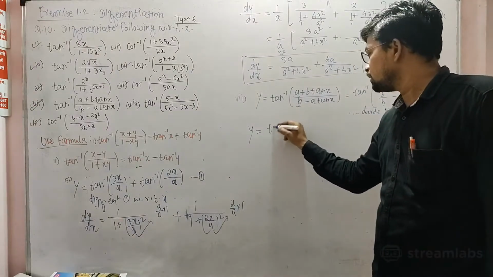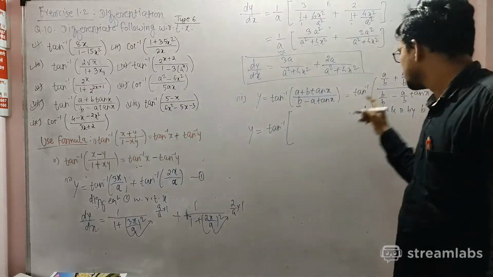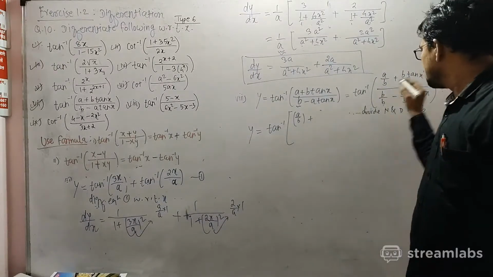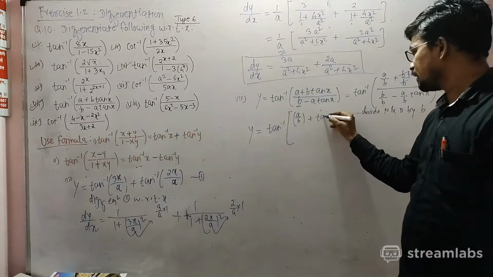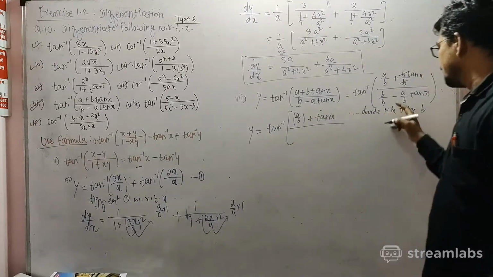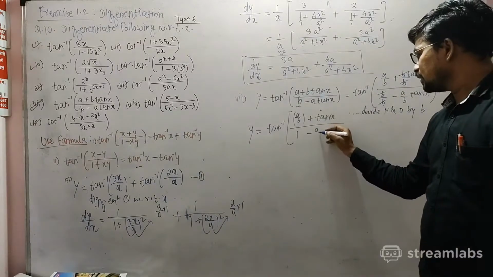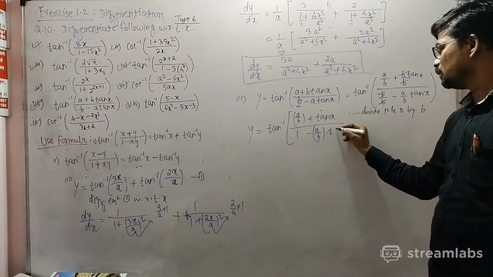So y is equal to tan inverse of a upon b plus b by b gets cancelled, only tan x here, and in the denominator b by b is 1, minus a upon b into tan x.